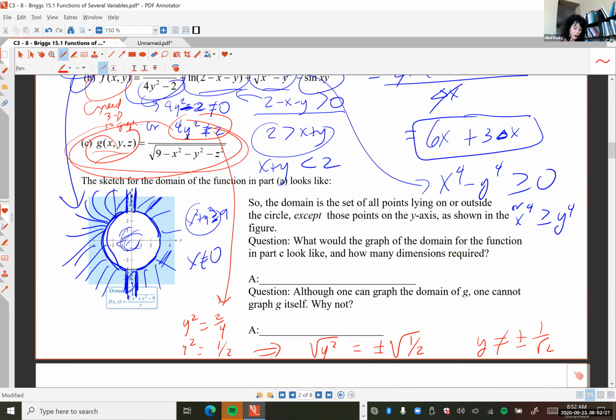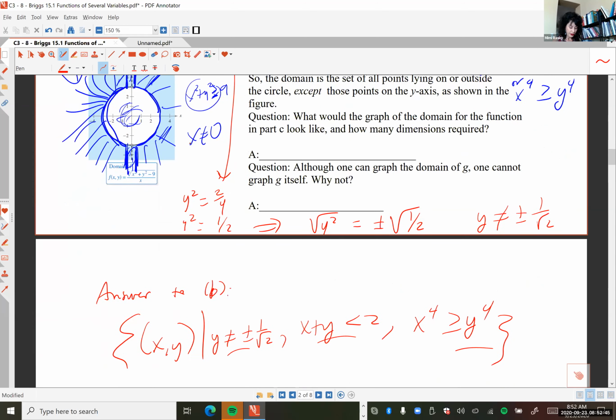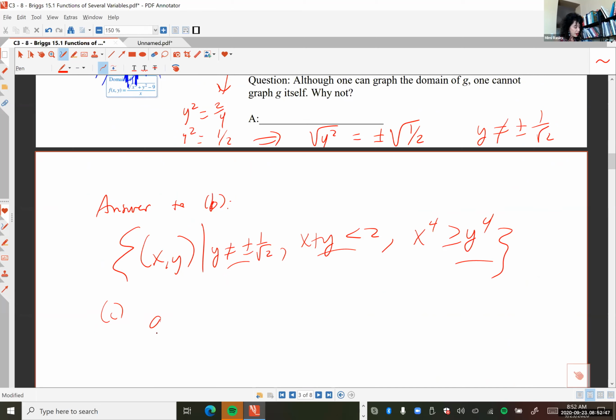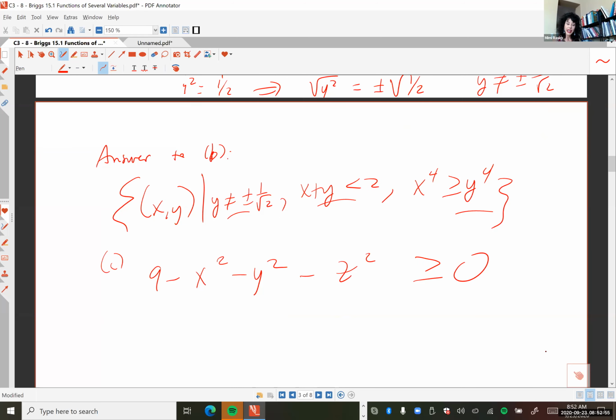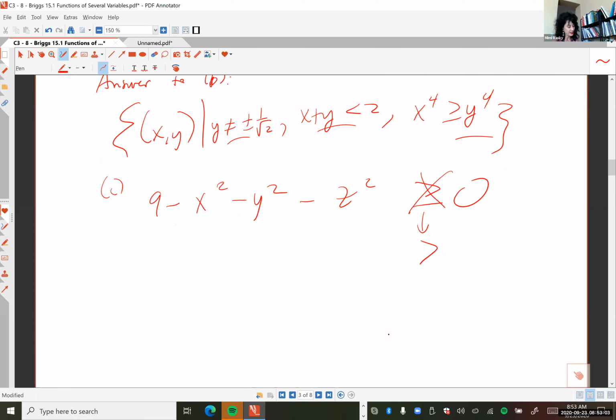But here you assume that you could feed it any ordered triple in space, because that would be the domain, ordered triples, points in 3D, and then the range would be some value corresponding to that ordered triple, like a temperature or something. And it turns out we have to worry about 2 things for letter C. What do we have to worry about? First, you want to make sure that your radicand is greater than or equal to 0. But because the radicand is in the denominator, you don't want it to be equal to 0, so you have to change this to a strictly greater than.